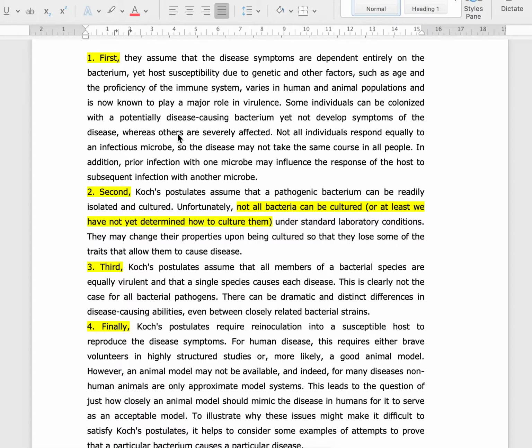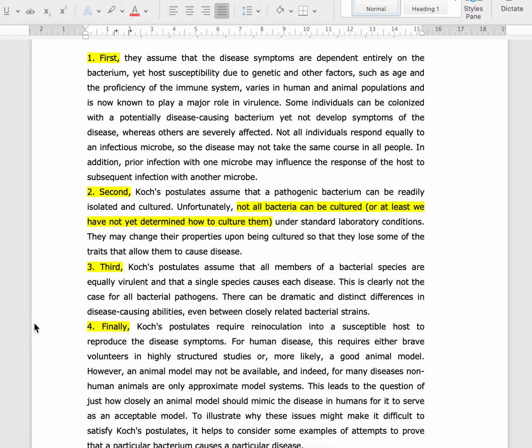Then the second limitation. The second Koch's postulate assumes that a pathogenic bacterium can be readily isolated and cultured. It's very obvious that it's not possible in many cases, because until now we can culture only a few bacteria or pathogens. For many pathogens, a culture system is not yet available. That's why it is a limitation.